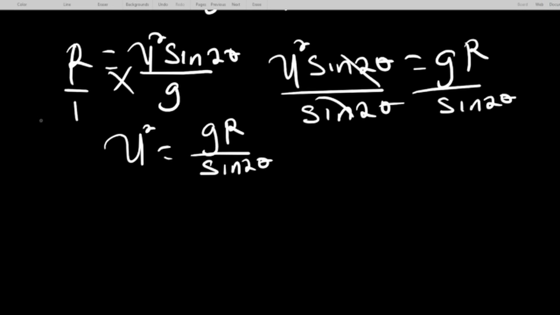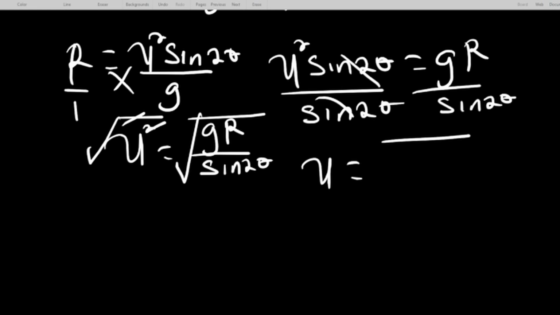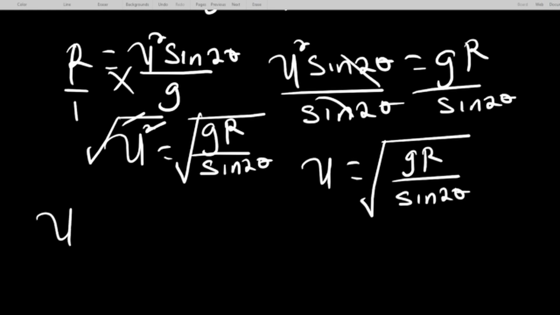To solve for u, we simply square root both sides to remove this square here. So this square cancels out with this. We have that our u is equal to the square root of gr over sine 2 theta. We can now plug in our values and solve.